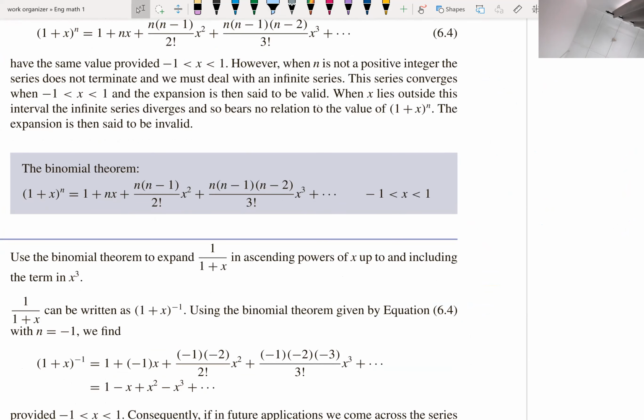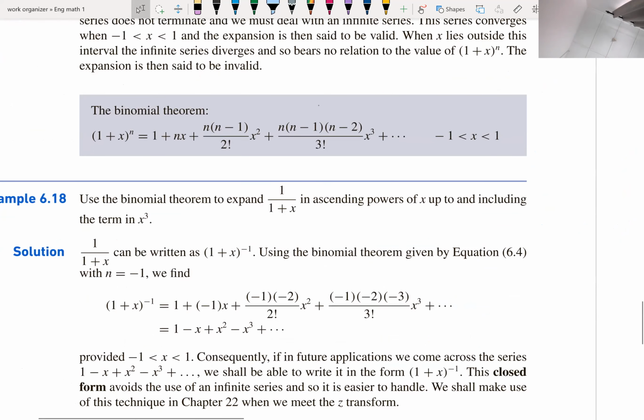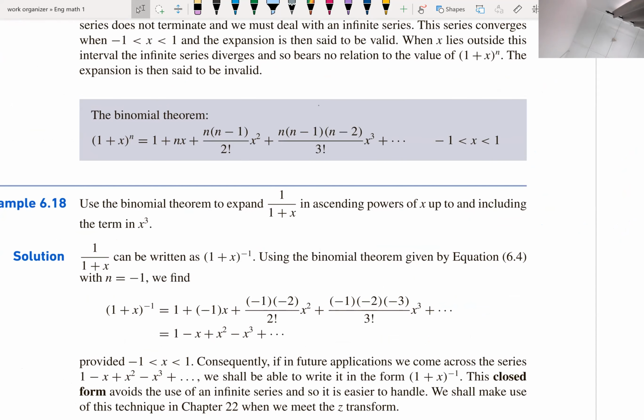Let me see the next example. Let's say the power is negative. This is example 6.18. Use the binomial theorem to expand 1 over 1 plus x, up to x to the power of 3.